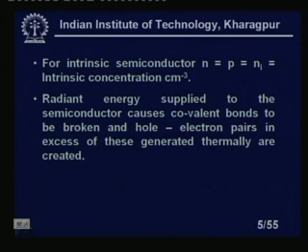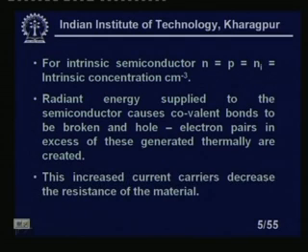When the semiconductor is doped, we call it an extrinsic semiconductor, right. In that case, n and p cannot be the same, because it depends on what type of doping. In the case of a trivalent impurity, the number of holes will increase. Radiant energy supplied to the semiconductor causes covalent bonds to be broken, and hole electron pairs in excess of those generated thermally are created. These increased current carriers decrease the resistance of the material.